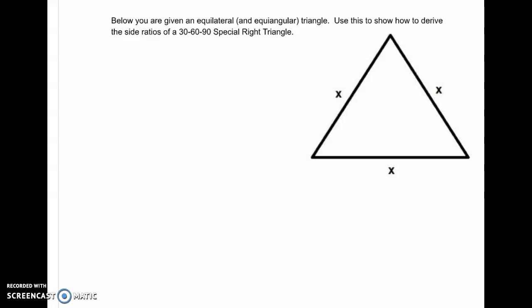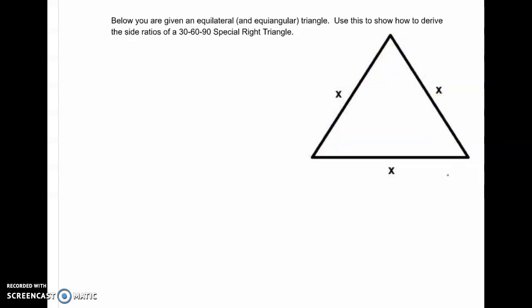Okay, so we are given a triangle, which is an equilateral triangle. And what that means is this leg, this leg, and this leg, they're all congruent. And it's equiangular, which means this angle and this angle are all congruent. Meaning all legs and all angles are congruent.